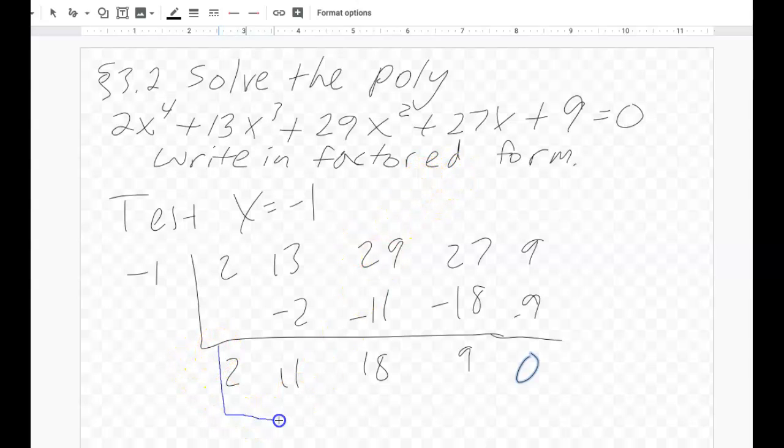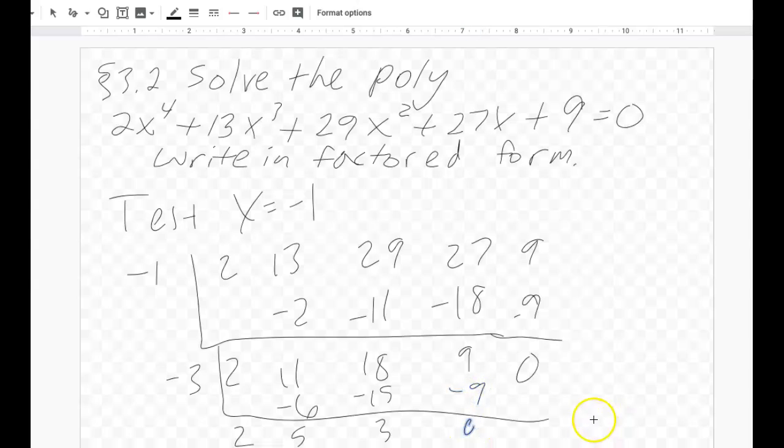Let's continue here. Didn't quite leave enough space. Let's test another 0. Let's just go in order. The next one would be -3. Bring down the 2. -3 times 2 is -6. 11 minus 6 is 5. -3 times 5 is -15. 18 minus 15 is 3. -3 times 3 is -9.